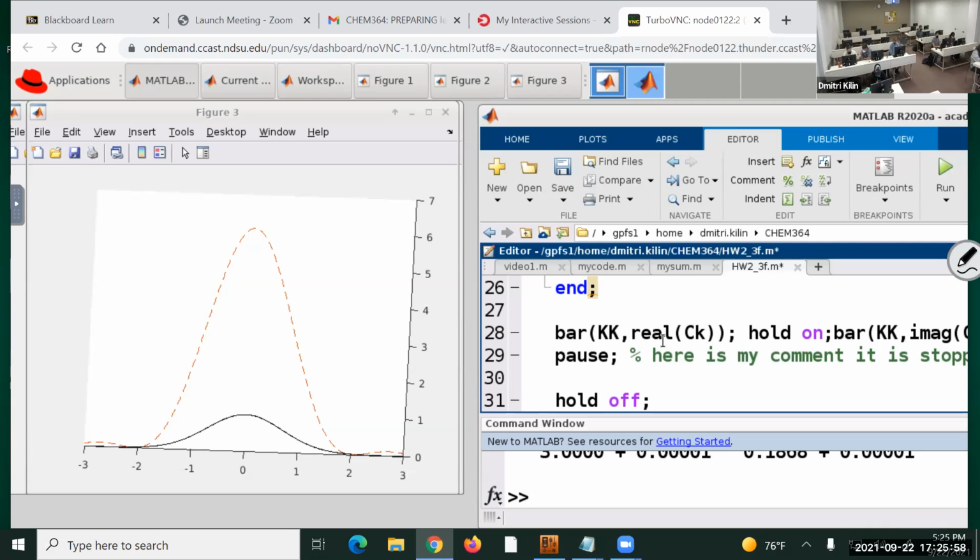Where do you want us to put our comment? Just in the text of the code. You see how here, after the symbol of percent, you can type anything you like, and it will not affect how the program is functioning. Like here? Yep. Put percent and then type anything you like.